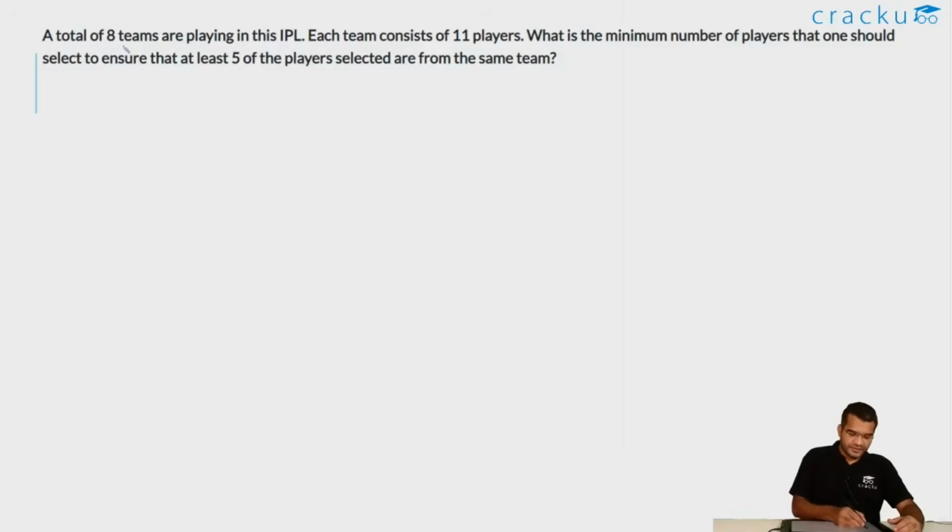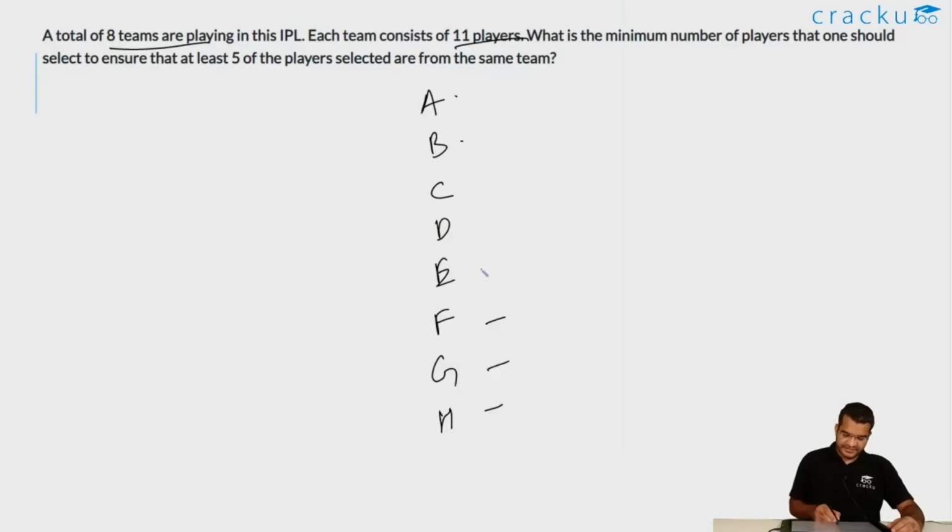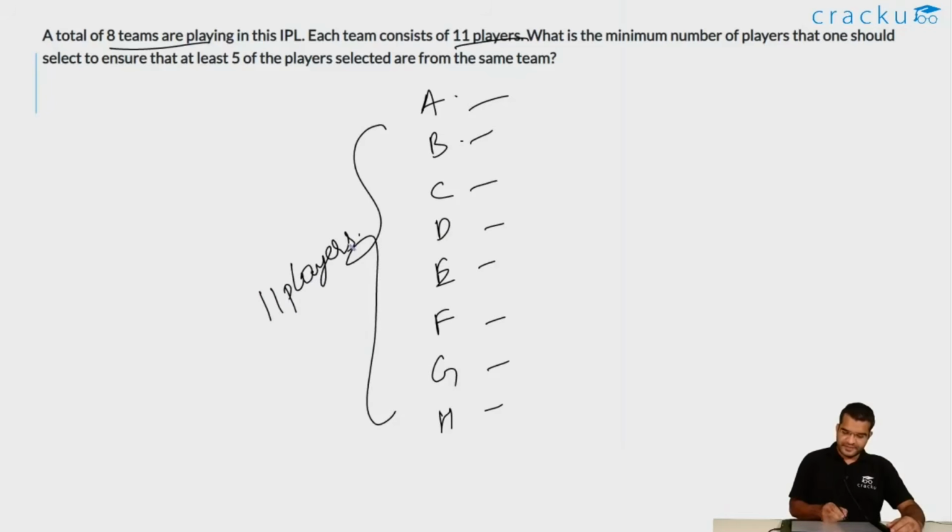In this question, we are told that there are 8 teams playing in an IPL, and each team consists of 11 players. So you have team A, team B, team C, team D, team E, team F, team G and team H. These are the 8 teams, and each of them has 11 players in it. We are asked the minimum number of players that you should select to ensure that at least 5 players are selected from the same team.